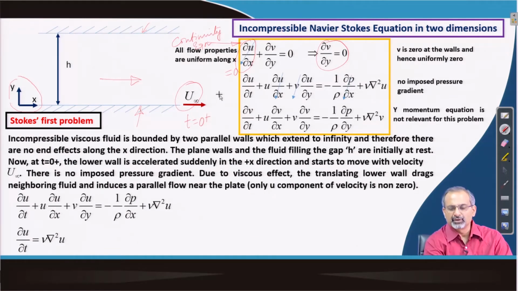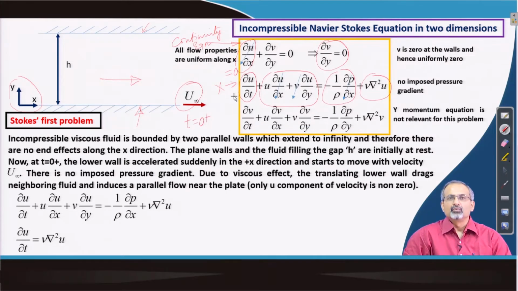With this outcome, if we go to the x momentum equation, we have a time derivative of u, we have the so called convective derivatives, and then we have the pressure gradient on the right hand side and the viscous term on the right hand side. Now, as far as the time derivative term is concerned, that is non-zero because as one of the walls starts moving, the u component of velocity would certainly change with time, most strongly in the initial instance, and then the change will become weaker and weaker with time.